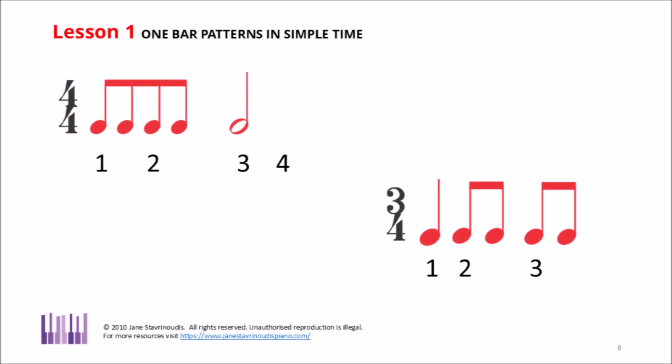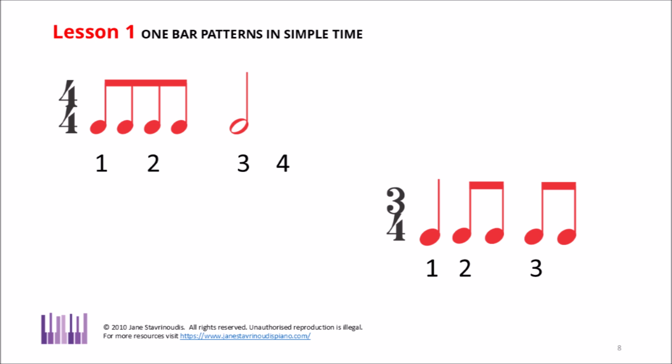Here is an example of a rhythm in 4/4 time, and this is what it sounds like. 1, 2, 3, 4, 1, 2, 3, 4. Notice how all the notes in that bar add up to 4 beats.